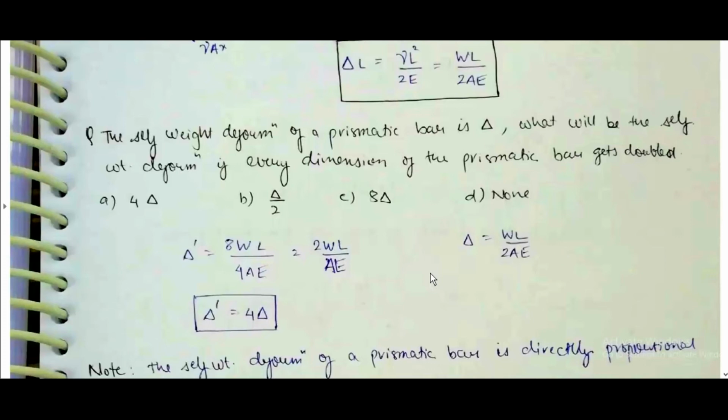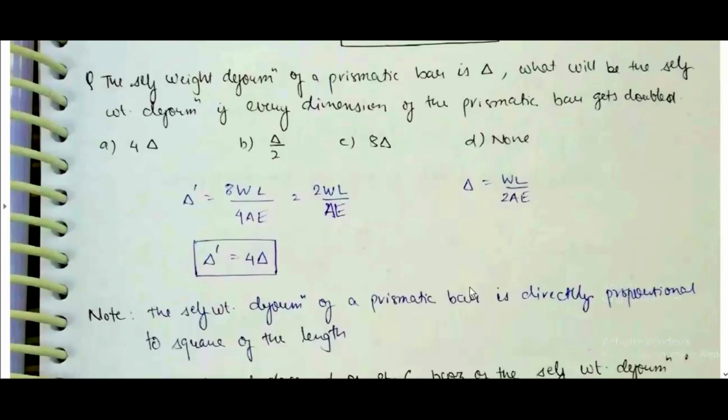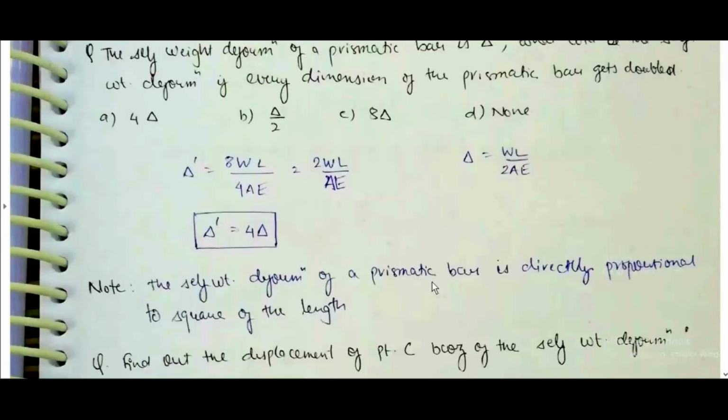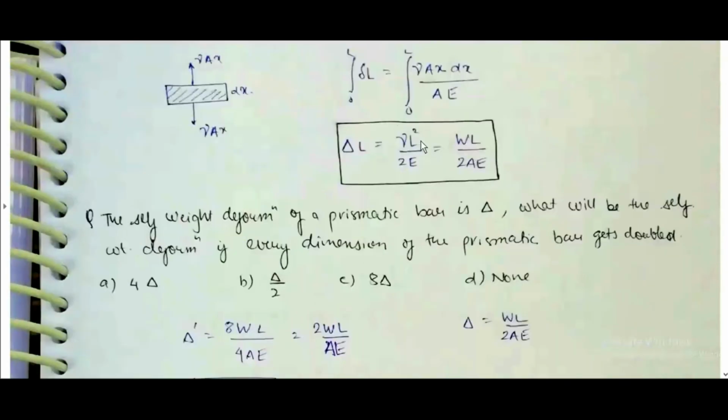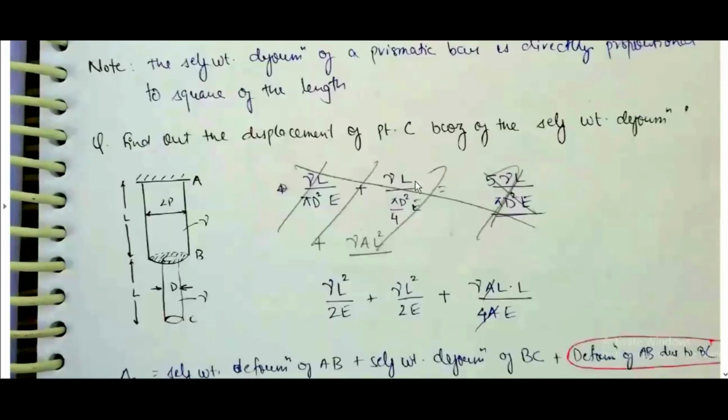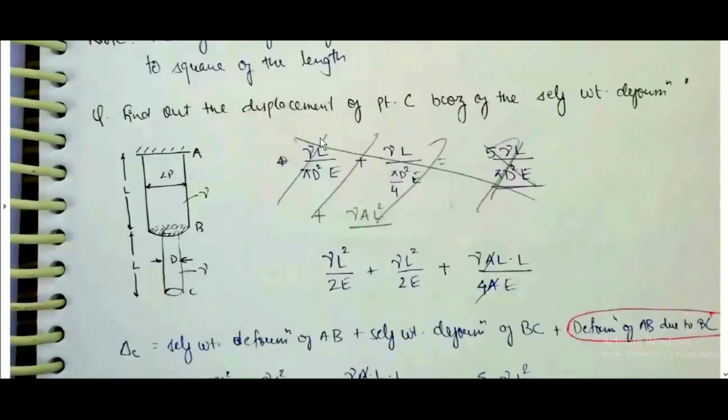If we consider WL by 2AE, then A will be doubled, L will be doubled, so A will be 4 times, L will be doubled, and weight will be 3-dimensional, so 8. We will get delta prime is equal to 4 delta. The self-weight deformation of a prismatic bar is directly proportional to the square of length, so better use gamma L square by 2E only.